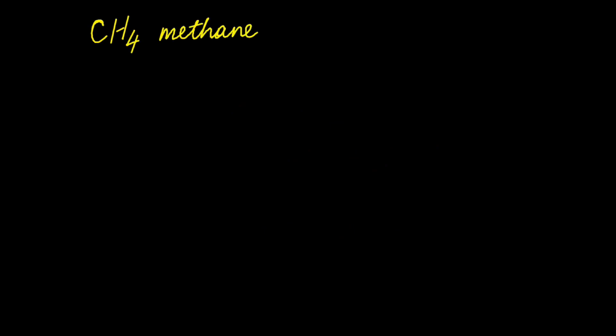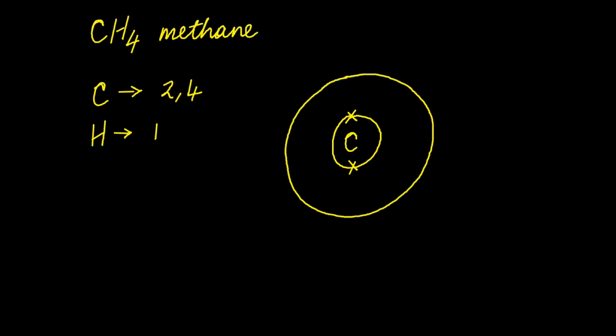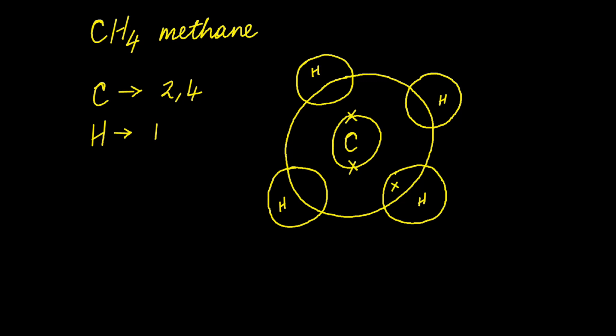Now it has 1 carbon and 4 hydrogens. Carbon's electronic configuration is 2, 4. Hydrogen's electronic configuration is 1. So carbon, first shell 2 electrons, second shell has 4 electrons, and they will be shared with 4 hydrogen atoms. So you have 4 hydrogen atoms here, and each of them will share 1 electron with carbon. So now each hydrogen, does it have 2 electrons? And carbon will have 2, 4, 6, 8 electrons in its outermost shell. And we represent this molecule like this. Carbon with 4 bonds, each bonded with hydrogen.